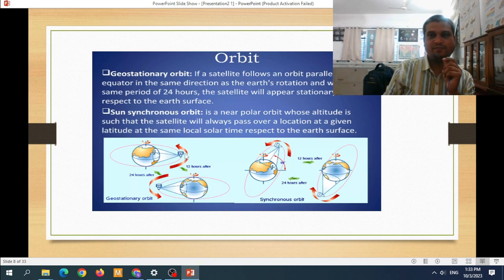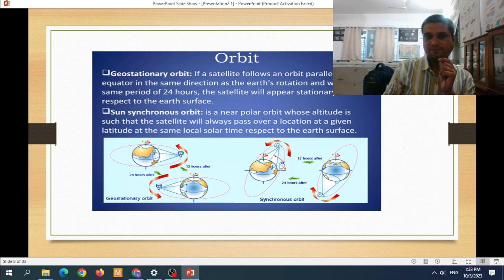The satellite will appear stationary with respect to Earth's surface, just like Earth having a rotation period of 24 hours. You can remember it is a time period of 24 hours. Then Sun synchronous satellite. It is a near polar orbit whose altitude is such that a satellite will always pass over the location at a given latitude.